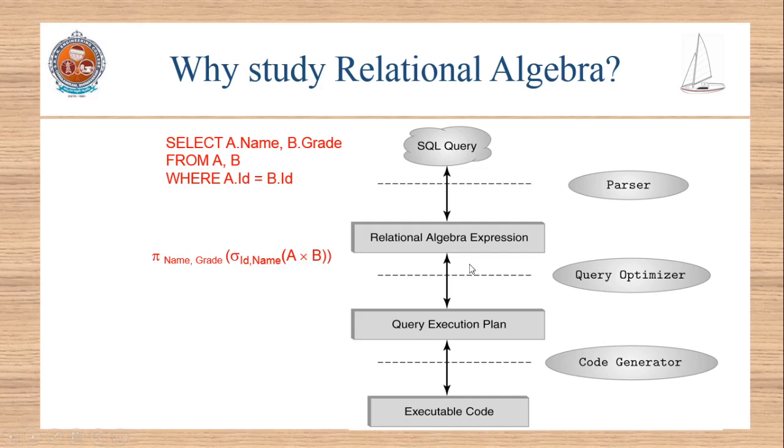So when the expression has been written, we are going to give it to the query optimizer. What is the query optimizer going to do? It is going to check for optimizing the relational algebra expression: whether there is any other relevant expression we can write, so that query execution uses fewer resources like memory, and can be executed within less time.